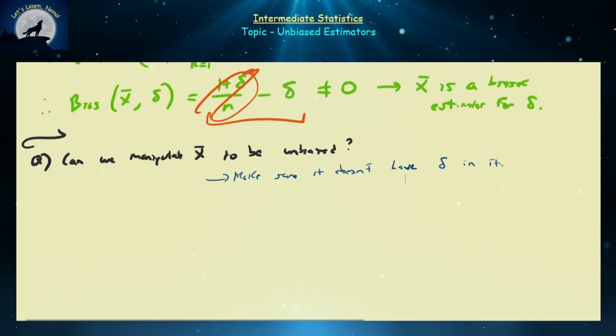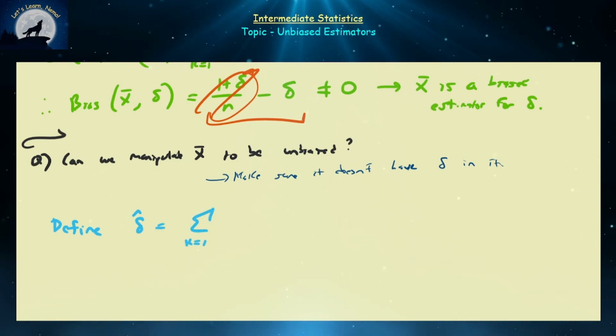So what I want to do, or maybe you even want to pause this video and see if you can manipulate this definition of x bar so that it is equal to lambda, such that it actually does come out to be something that is unbiased for delta. So what I'm going to do is define delta hat to be equal to the sum from k equals 1 to m of xk.